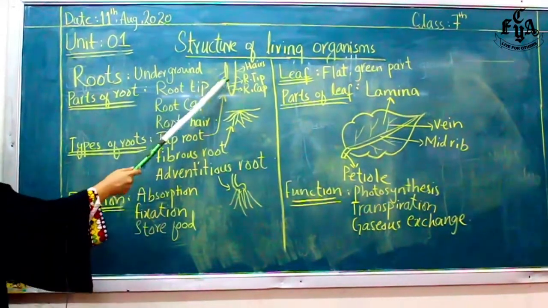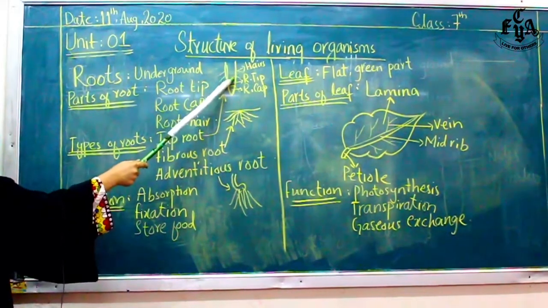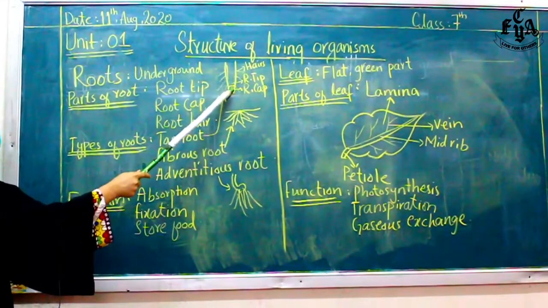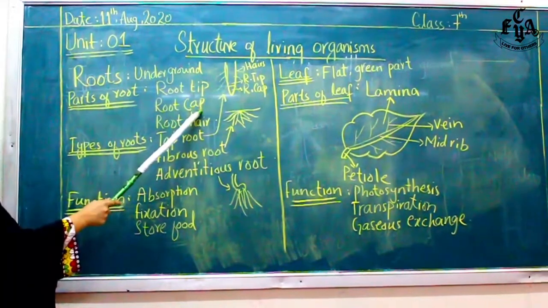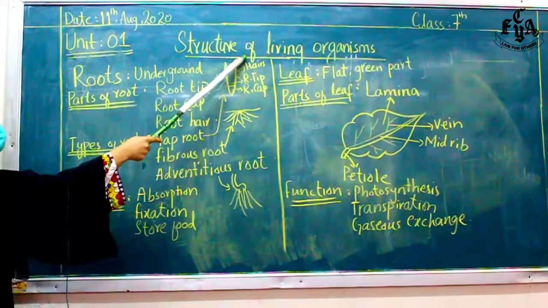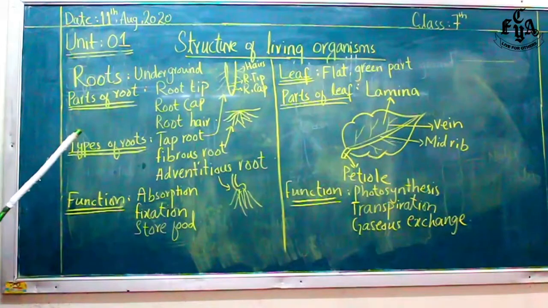Root tip is this one point. From the root tip, the root will start growing. Root cap is the next part which is present near the root tip. It helps in the protection of the root. The next one is the root hair. Root hair is involved in the absorption of the water and the minerals from the soil. So this is about the parts of the root.